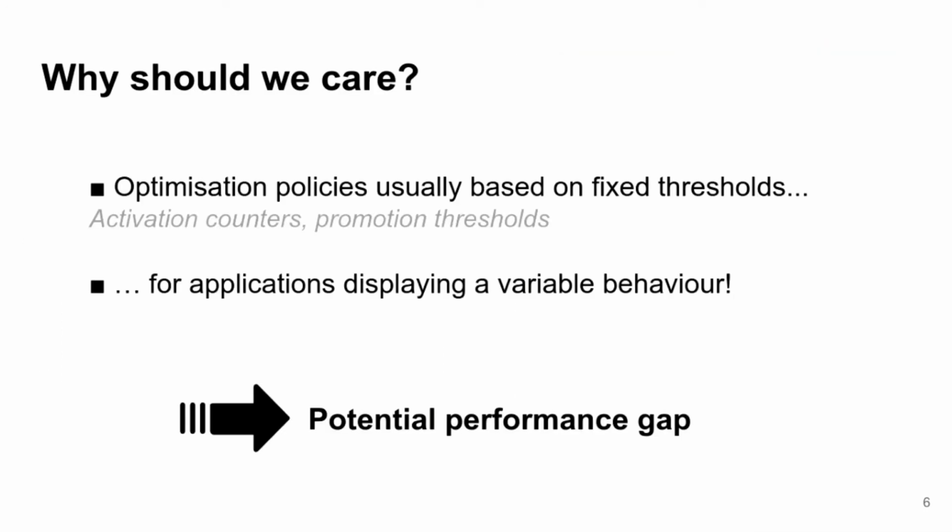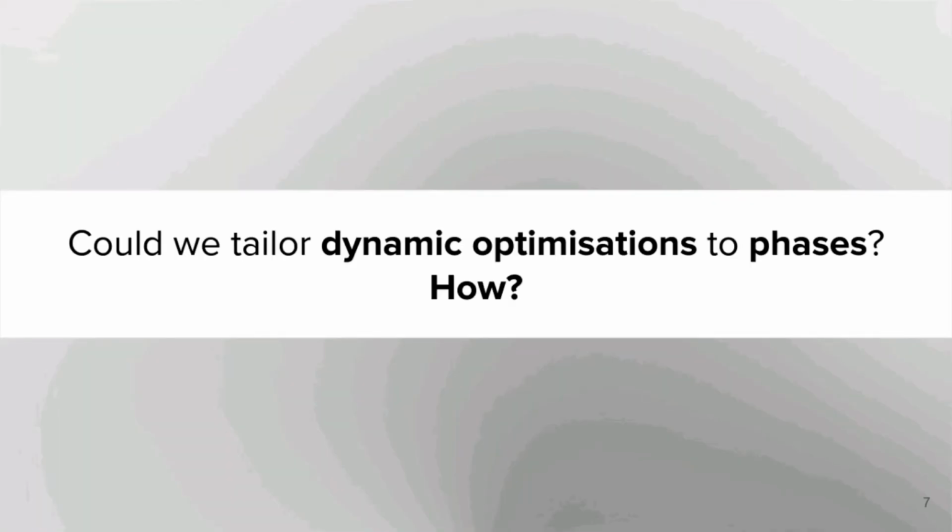Well, in general, there has been work exploring other directions, but usually optimization policies are based on fixed thresholds. For instance, for just-in-time compilation, you'll trigger compilation once you've reached a fixed number of executions of a method. And those fixed thresholds may not necessarily be adapted, or as relevant or efficient, considering that the application has a variable behavior. So maybe we could gain something by taking into account this variable behavior in dynamic optimization policies. And that's basically what I'm working on. I'm trying to find ways to take phased behavior into account in dynamic optimizations.